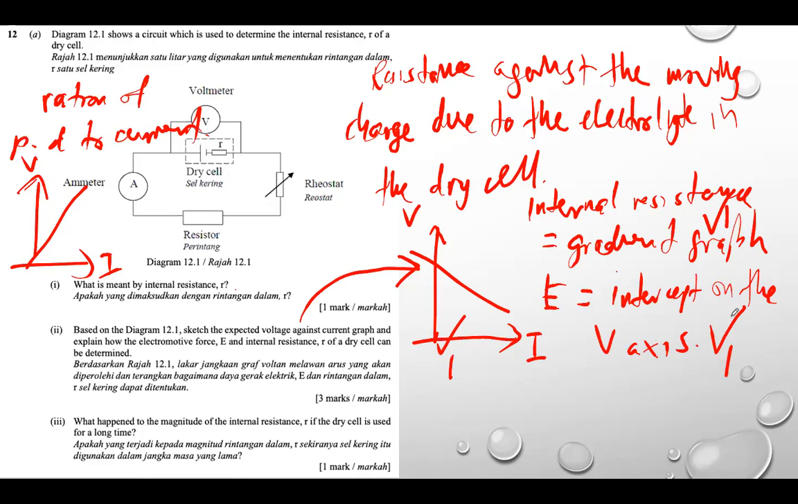And I noticed that most of you that answered this, you got this lah. Except for the people that answered this way lah. And ini memang sangat bad luck lah. So this is the actual graph. What happened to the magnitude of the internal resistance if the dry cell is used for a long time? The more you use it, the internal resistance will increase. Okay, if you use the dry cell for a long time, the internal resistance will increase. Ini pengetahuan lah.